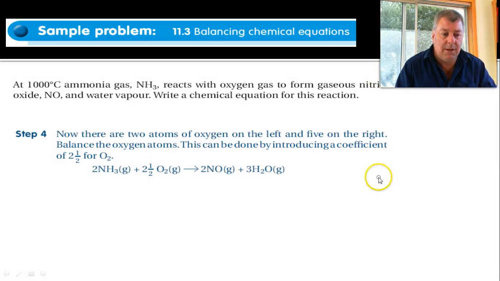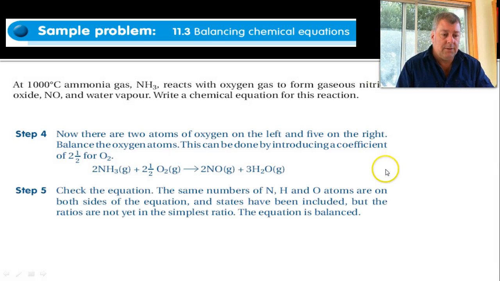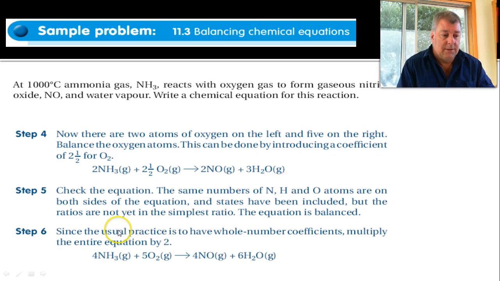So if we make it appear, there we go. Okay, but it's not the simplest ratio. So since the usual practice is to have whole number coefficients, multiply the entire coefficients by 2. And there you go. And there's the answer. Now that's a pretty complicated one.